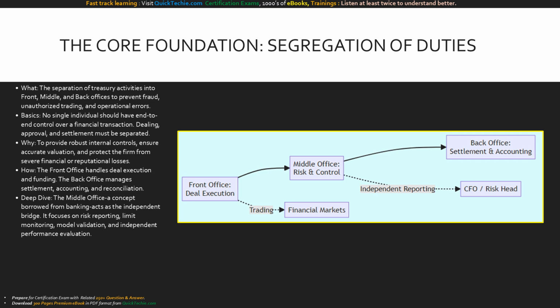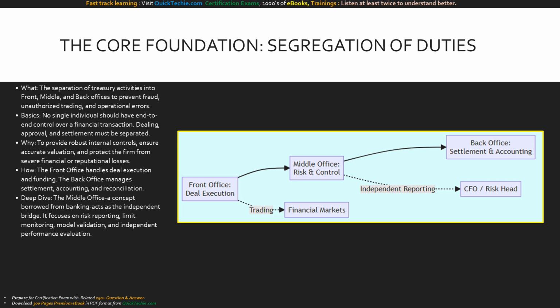How we structure this is straightforward. The front office negotiates and executes the deals, acting as the firm's face to the markets. The back office confirms, settles, and accounts for those deals. For our deep dive, let's highlight the middle office. This team is entirely independent from the dealers. They oversee risk limits, validate valuation models, and perform independent reconciliations, serving as the ultimate control mechanism.